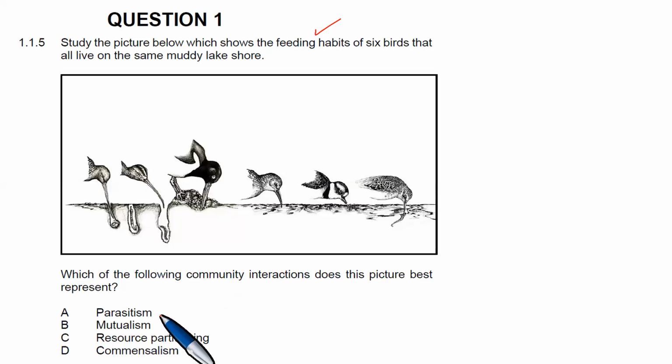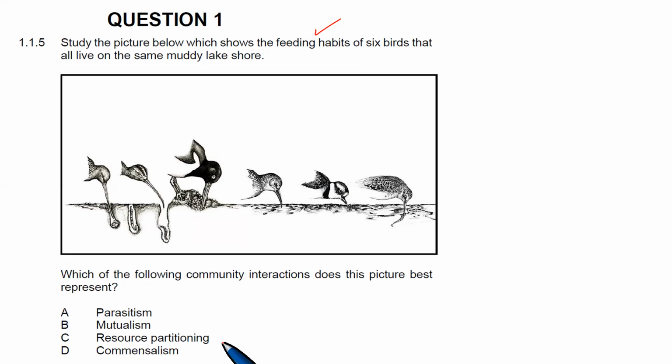Does the picture represent parasitism? Does it actually focus on mutualism? Does this picture look at resource partitioning? Does this picture focus on commensalism? And so we look at these in detail. What does this picture about the birds show us? Does it demonstrate parasitism, mutualism, resource partitioning, or commensalism?